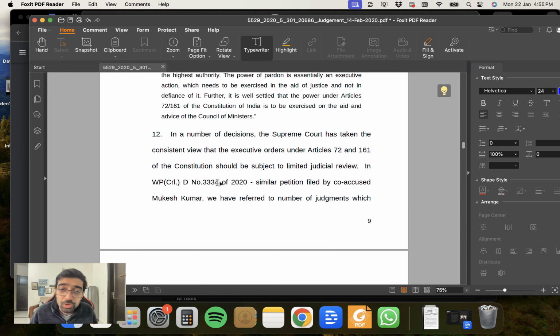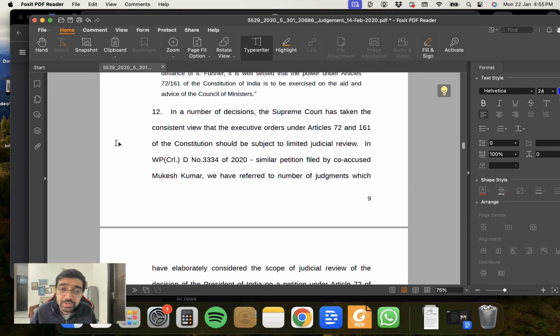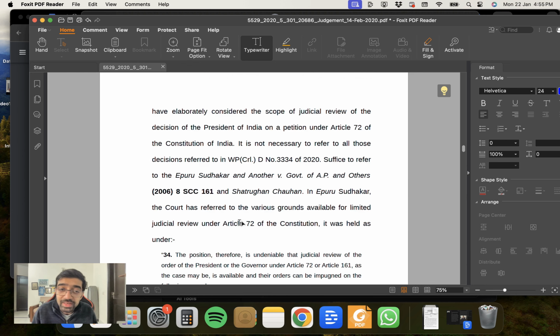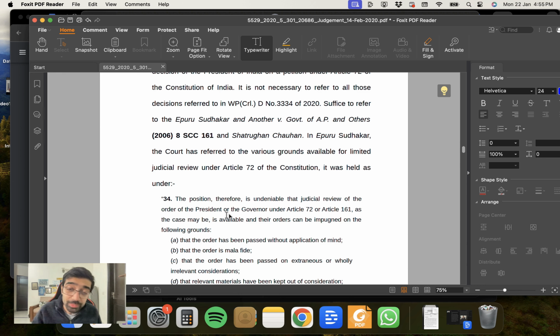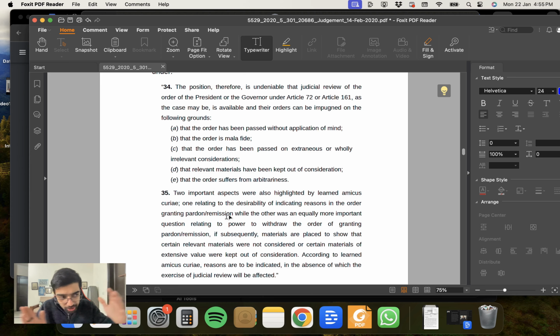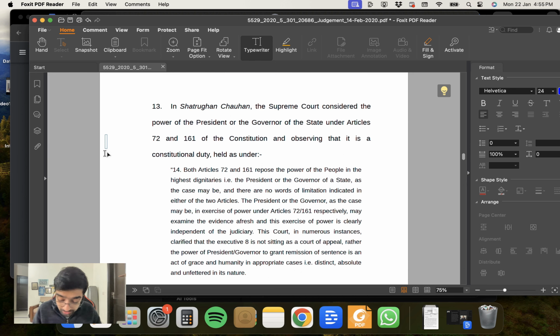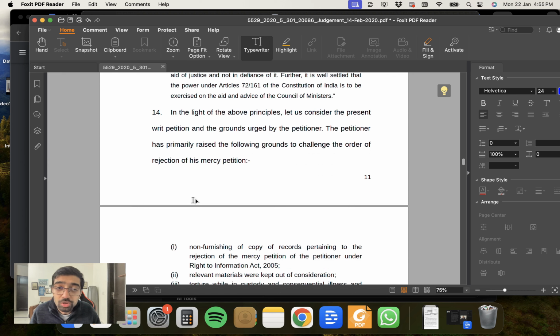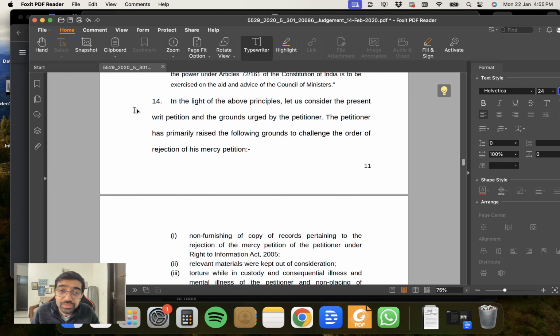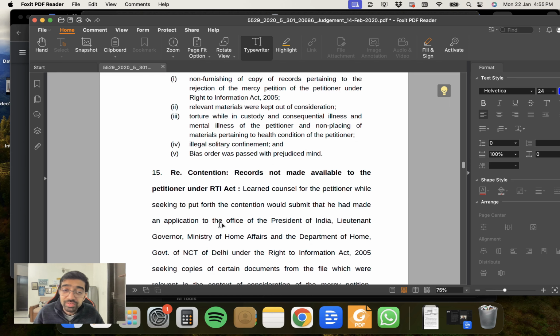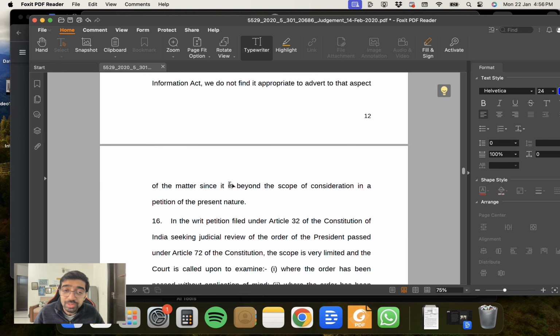We scroll below. Again here, what is the court doing? Precedent. I may not use or memorize all the precedents until we shortlist the three or four top cases to remember, to form a chain of cases, so that I can show that on this point, this is the master case and this is the subsequent case. So I'm going to move on. Again, in Shatrughan Chauhan, the Supreme Court discussed, so this is precedent. I scroll below, and here you can see, let us consider the present writ petition and grounds urged by the petitioner. Again, the court is summarizing the arguments.